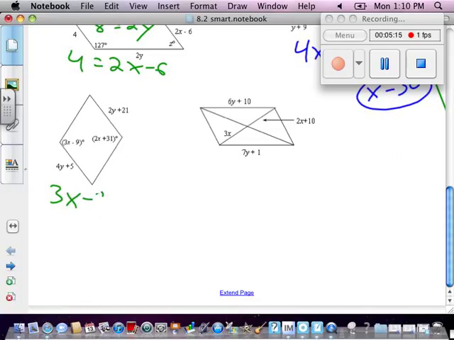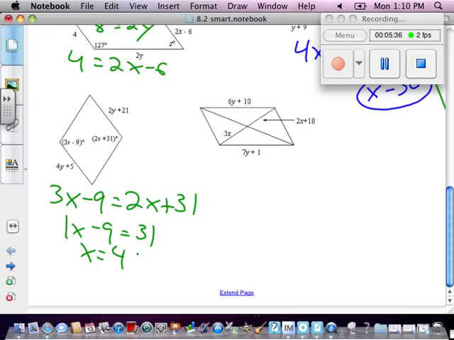3x minus 9 equals 2x plus 31. I'm going to subtract 2x from both sides. I'm going to add 9 to both sides. Wait, why did you do that? I thought you had equal to 180. Nope, because they are opposite each other, so they are congruent. X equals 40. So what if it asked me what each of these angles were? You have to plug it back in. I'd have to plug it back in.